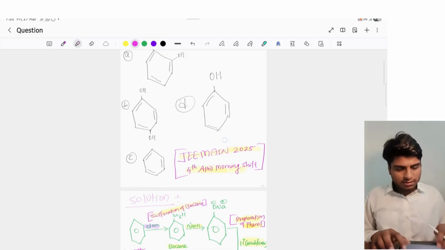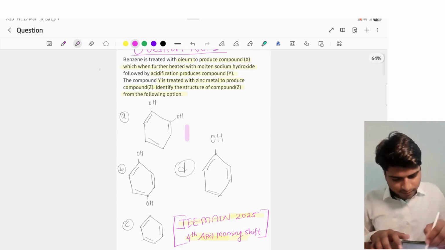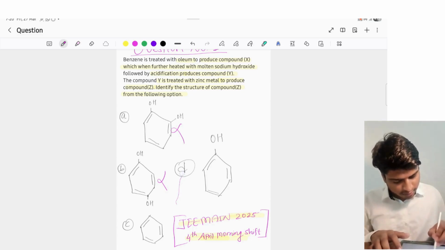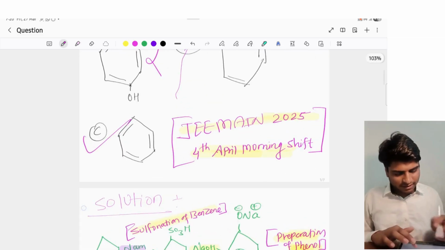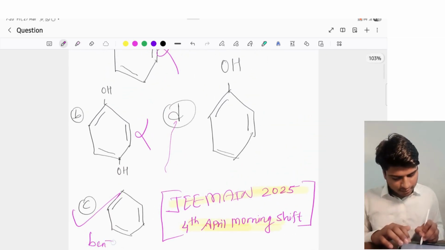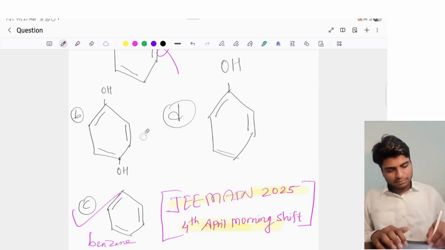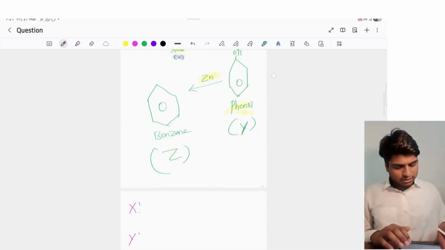Let's figure out which is the correct option. A is not benzene, and B is not benzene. Option C, yes, C is benzene. This is not benzene. Okay, so the correct answer is option C.